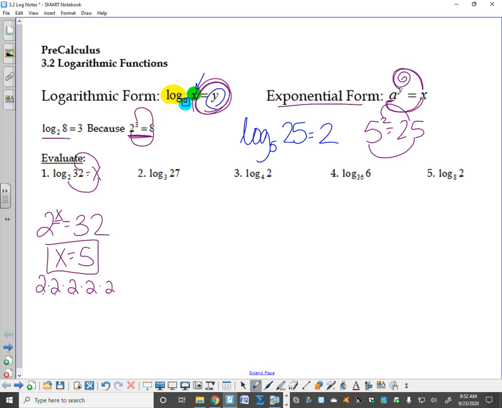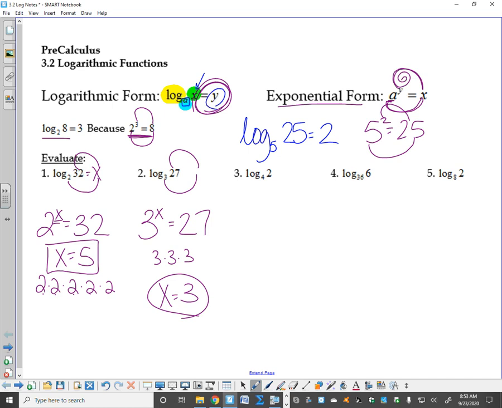Okay, number 2. 3 to the something equals 27. So 3 to the x equals 27. So I'm not doing 3 times what? So like x does not equal 9. I'm trying to raise 3 to a power to get to 27. Well, 3 times 3 is 9. 9 times 3 is 27. So that would be 3 cubed. So the power needs to be a 3.